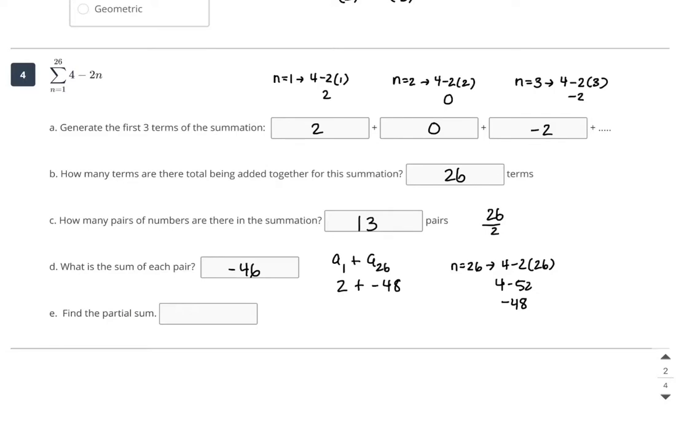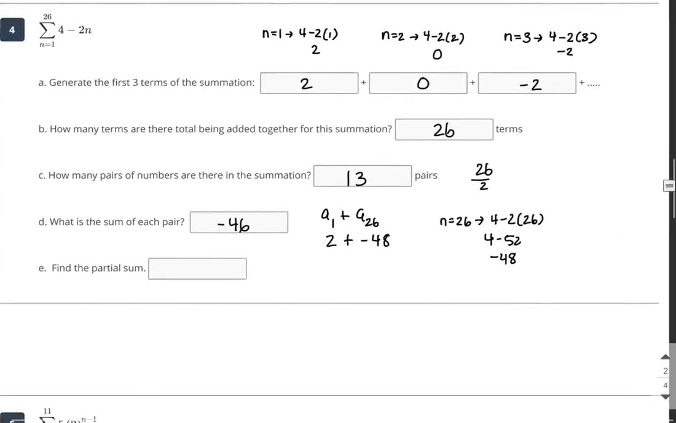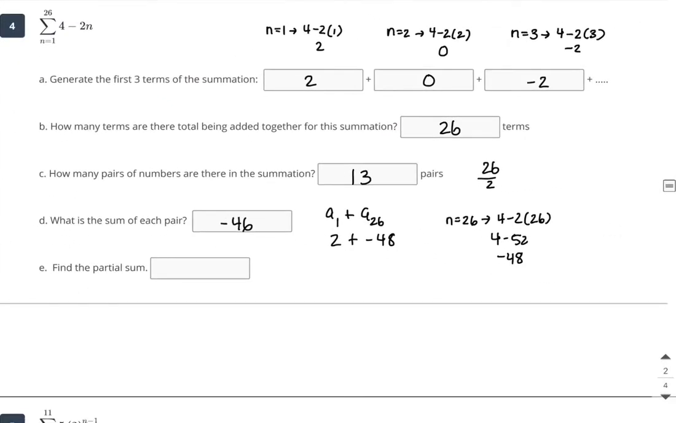Then I could have also used the second term and the second to last term. So n is equal to 2 and n is equal to 25. If I wanted to, I would have gotten the same thing. The easiest is to do the first and last. Then I want to find the partial sum. So the partial sum, I'm just going to multiply the sum of each pair by the number of pairs that I have. So I'm just going to do 13 times negative 46, which is negative 598.